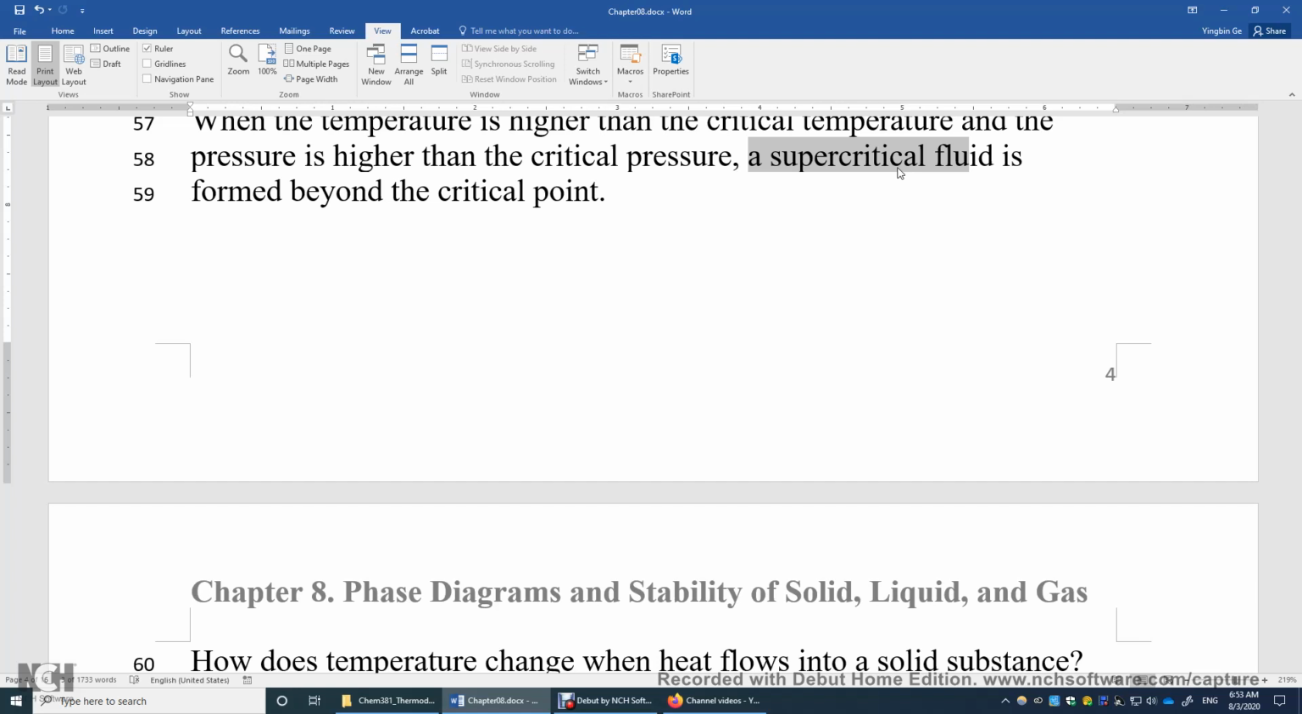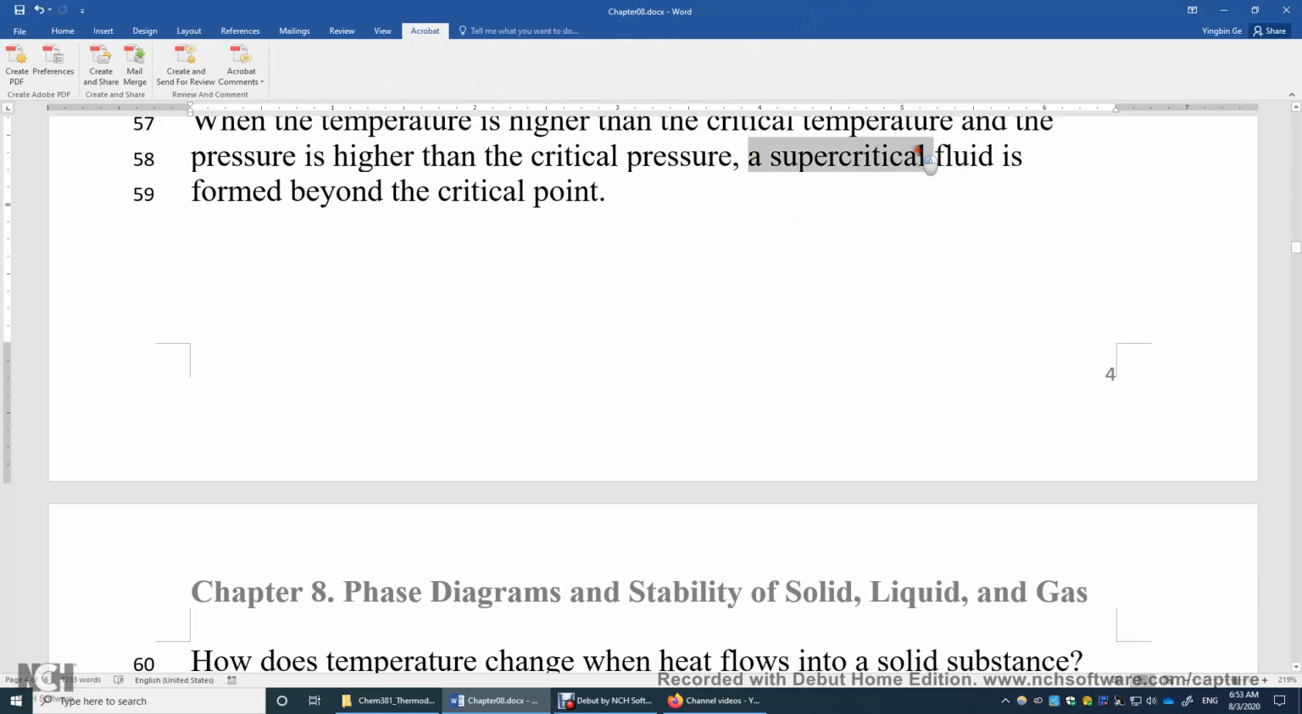So if you're just talking about the density, the supercritical fluid is closer to the liquid. But liquid usually has a finite volume. It's actually easy to change the volume of a supercritical fluid. So in that sense, it's more like a gas. Anyway, it's in between.